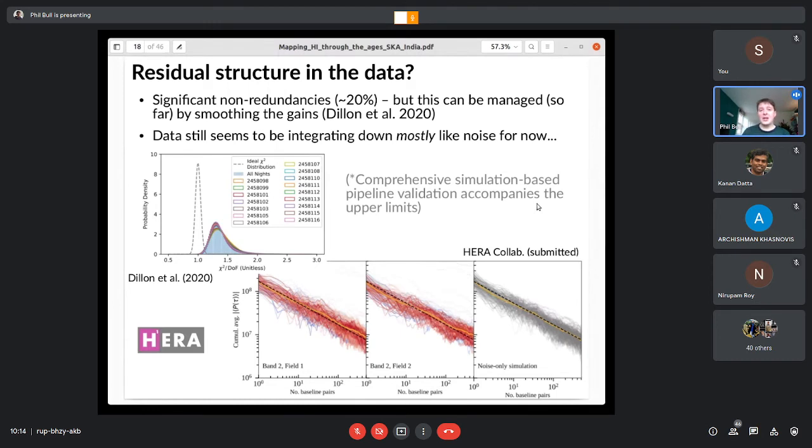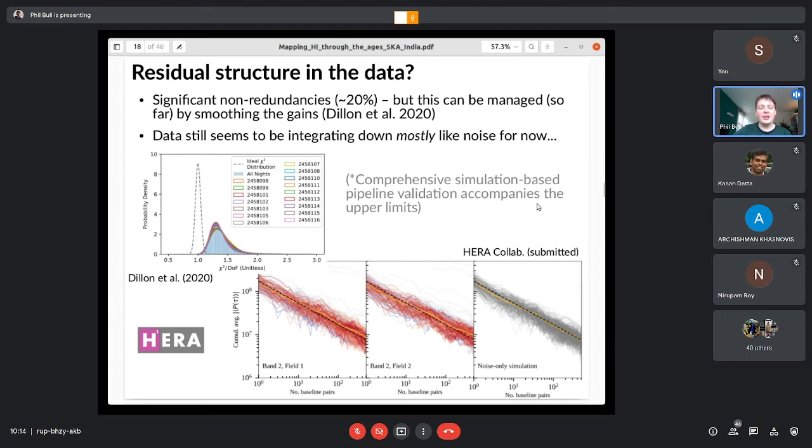So we know there's more systematics in there. We know we have to do better with the calibration. We know we have to do better with things like RFI removal and things like that. But as an initial analysis, we're pretty happy that we've controlled our systematics well enough to support the upper limits that I'll present in just a second.